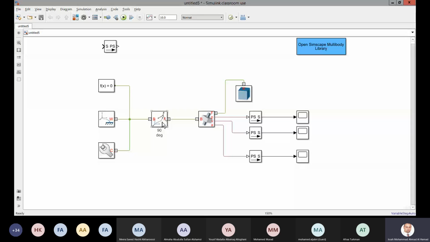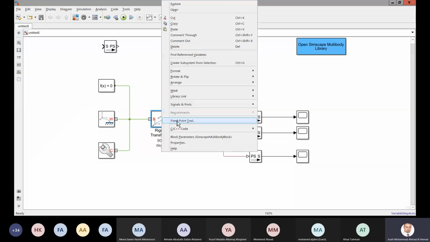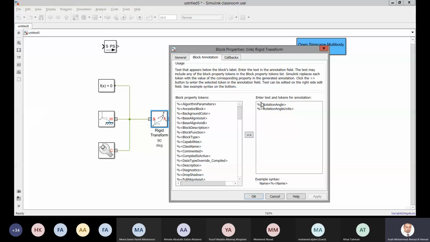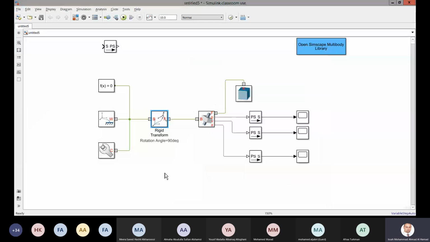However, if you need to put the exact, for example, rotation angle equals to something, you can go back to block annotation, and here you can write rotation angle equals to rotation angle value whole unit. So now it shows that rotation angle is equals to 90 degrees.